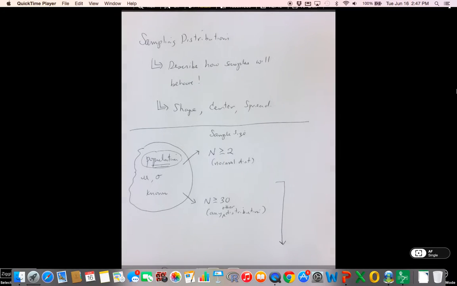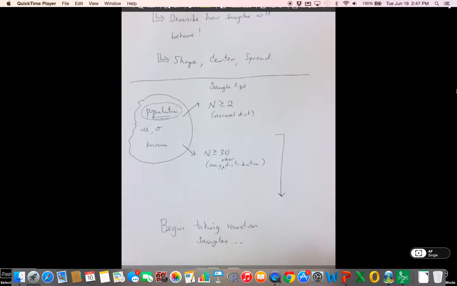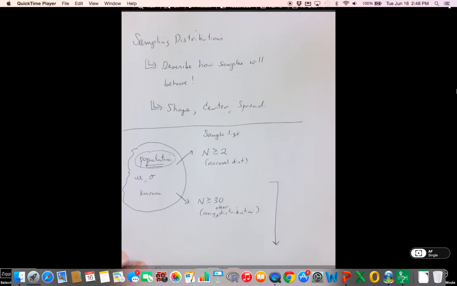Now the next step in this crazy game is to begin taking random samples. But you only do this after you set your sample size. So let's contrast this with what we've done in previous problems. Previous problems with normal distributions, we take scores out one at a time. We examine scores one at a time.